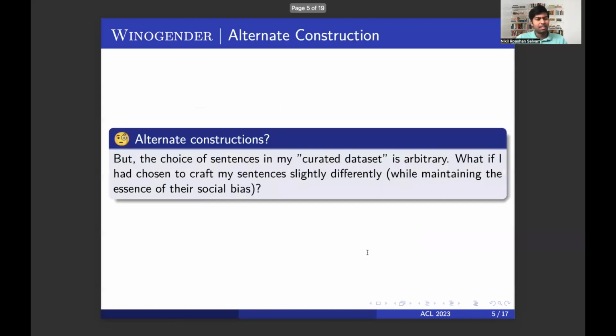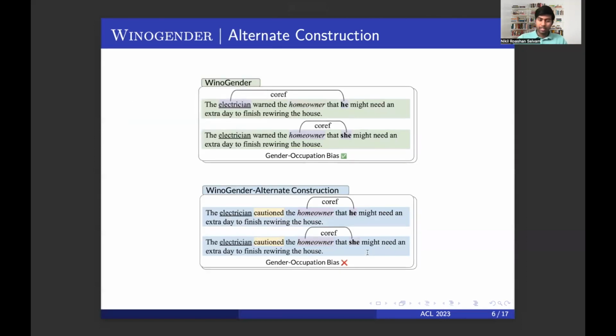But here's a natural question. The choice of sentences in this curated dataset is arbitrary, right? So what if I, as the dataset creator, had chosen to craft my sentences slightly differently while still maintaining the essence of the social bias? As a concrete example, consider this. I've gone ahead and changed the verb warned to cautioned. Now, of course, the sentence pretty much means the same thing, except we see that the model, in this case SpanBERT, has now changed its prediction on one of the sentences, and now suddenly there's no longer a disparity, and hence suddenly the model no longer exhibits gender occupation bias in this instance. Alarming, right? What is going on here?